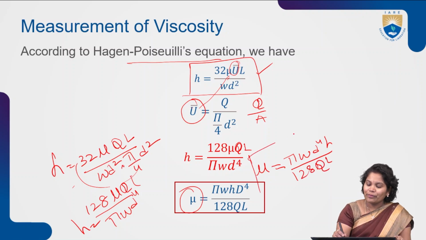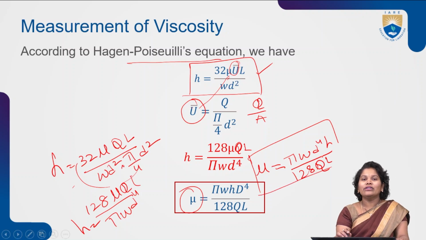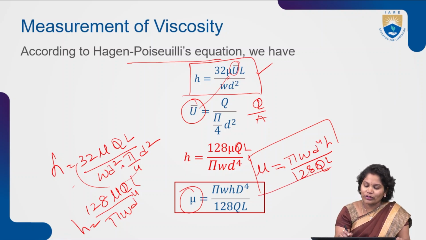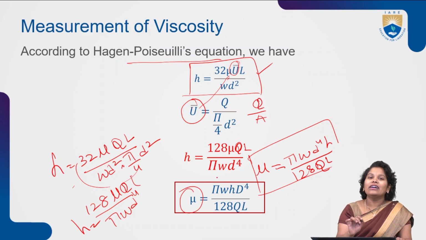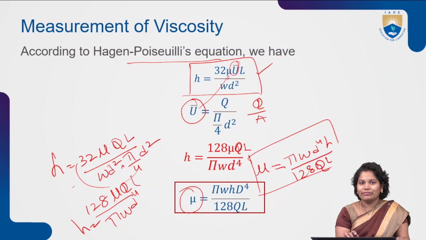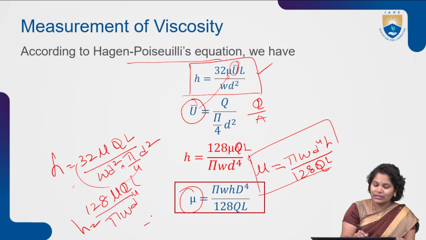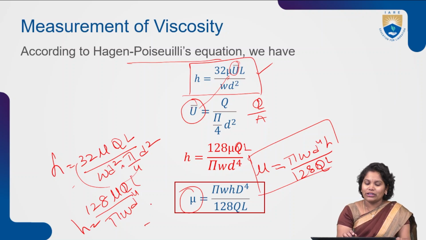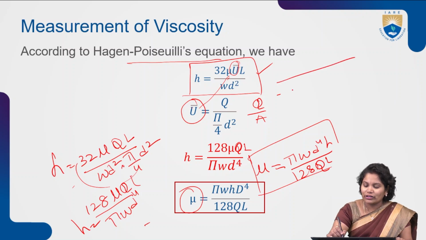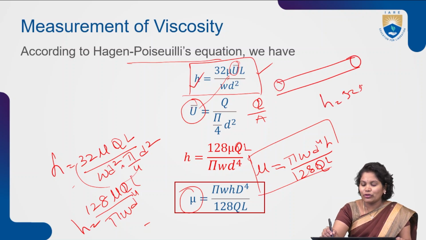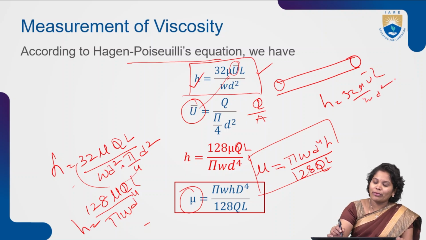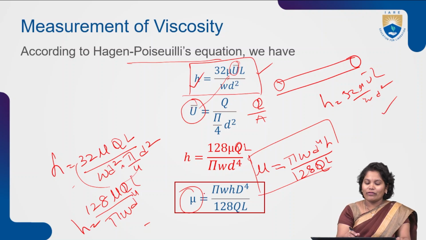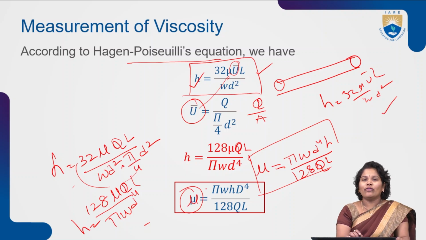This is the viscosity of the fluid which is there in the tank. This is method one, that is the capillary tube method. We are already aware of laminar flow through a circular pipe, that H is equal to 32 mu U bar by WD squared. So by knowing this, we can easily find out the viscosity of the fluid. This is the capillary tube method.